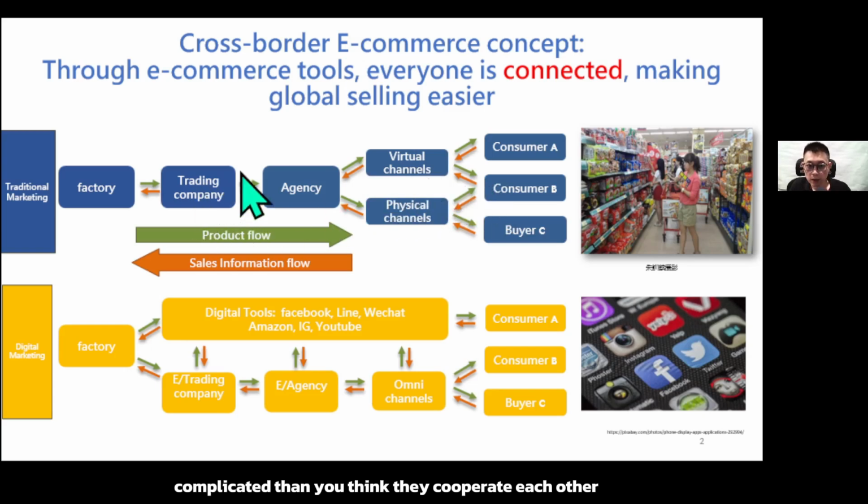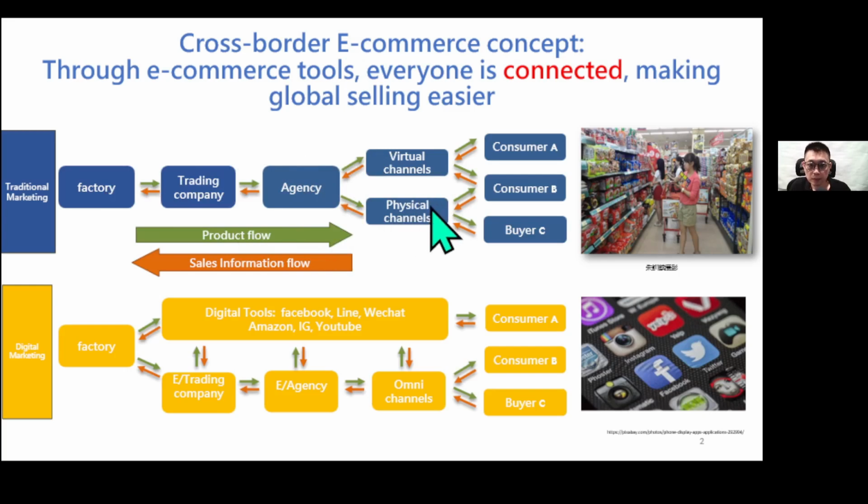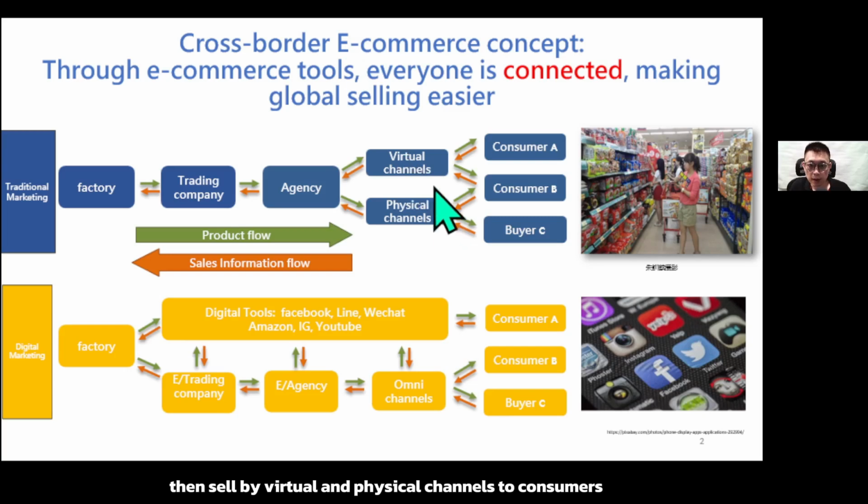They cooperate with each other because they are stakeholders. They are members of the supply chain. They work together to supply the product, then sell by virtual and physical channels to consumers. Two types: one is online, another is offline. Consumer means ordinary people, the family, the individual, they buy and consume the product.